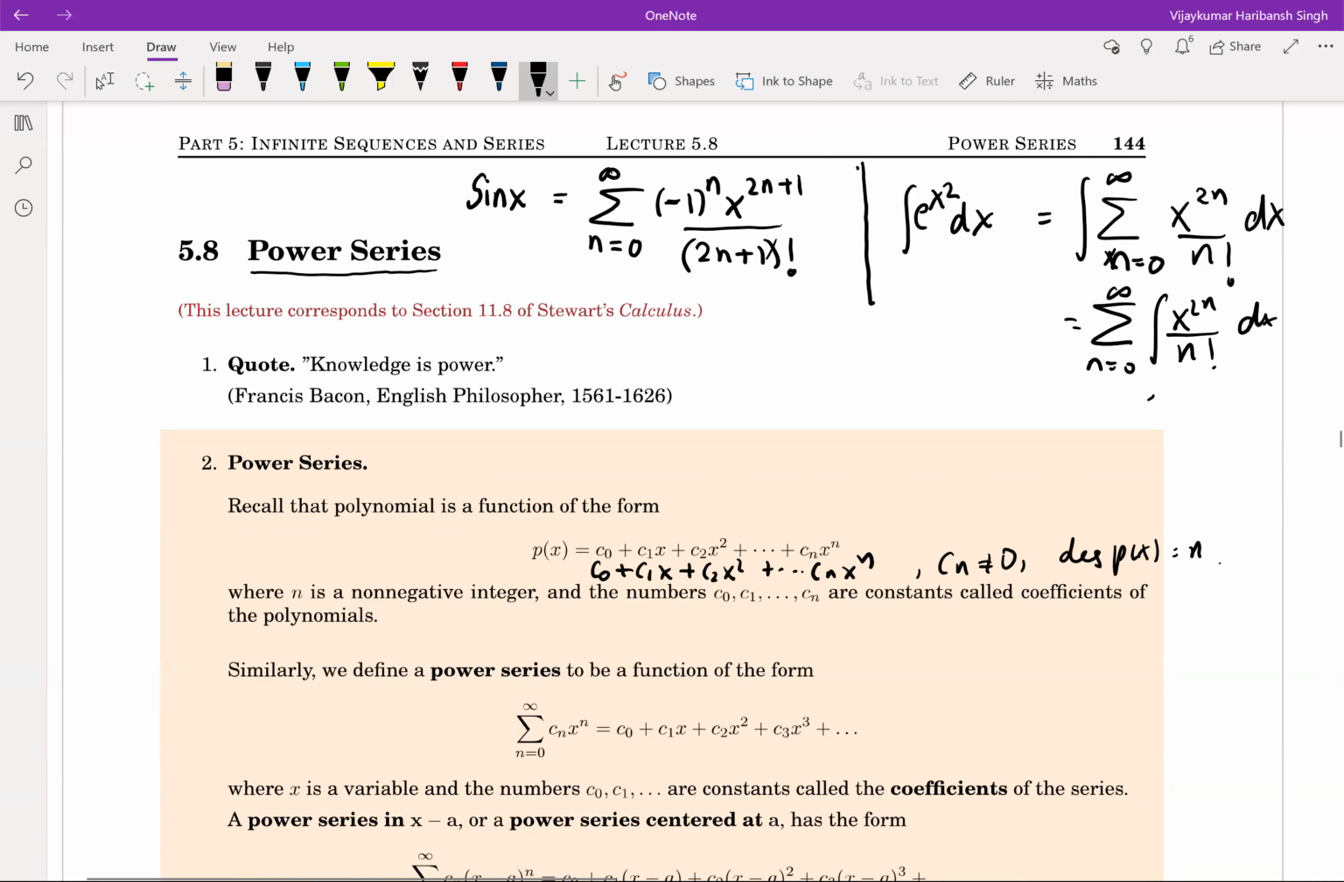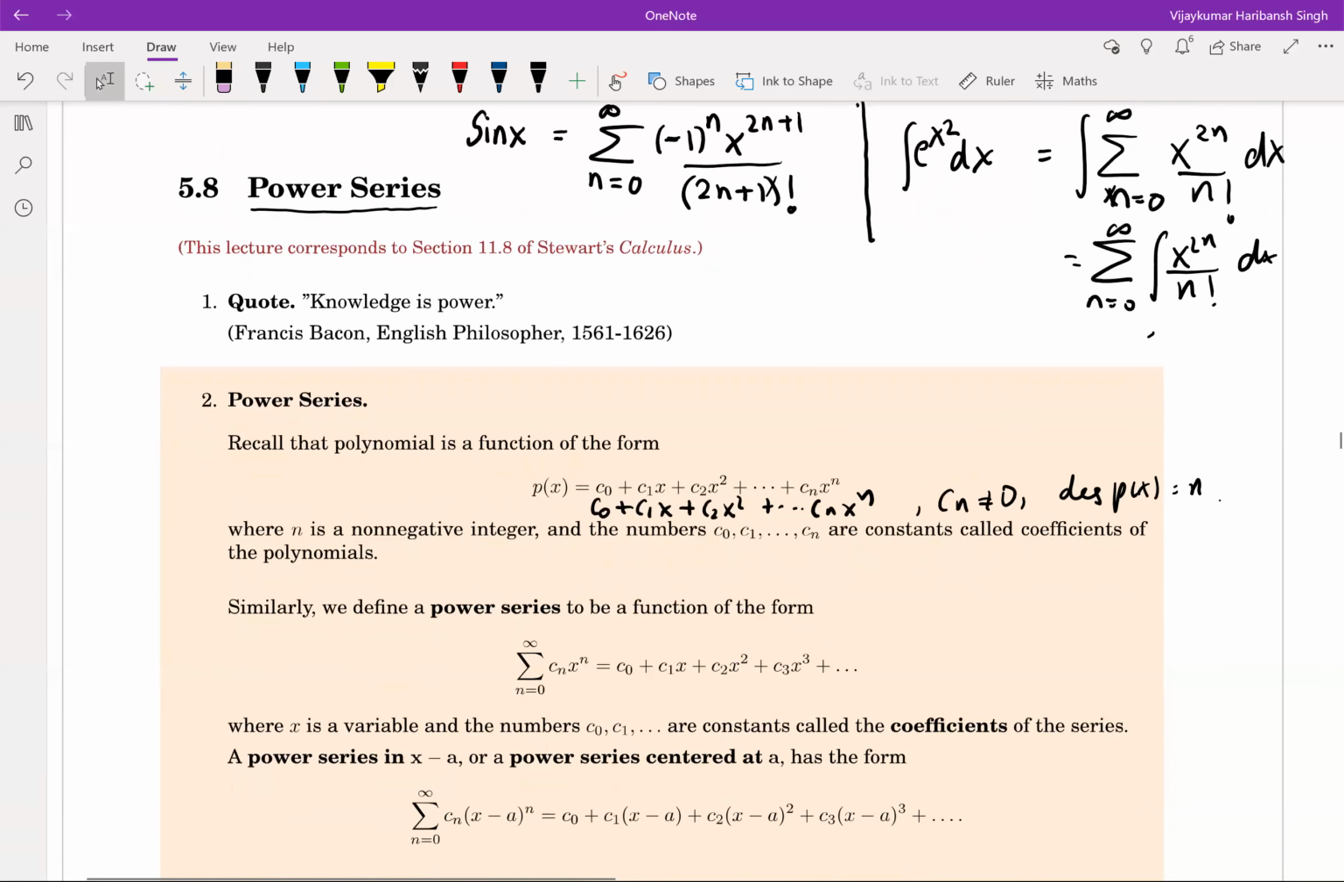A power series is a generalization of this idea in the sense that you have c0 plus c1x plus c2x squared, and so on, but you never stop. You keep on going forever. So this can be written in the following form: summation n equals 0 to infinity of cn x to the power n. Again, these c0, c1, c2, c3 are called the coefficients of the power series. And in some sense, they are the defining feature, right?